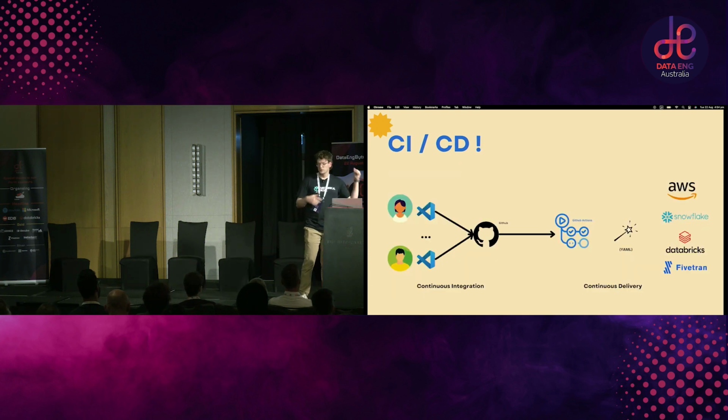This is what it looks like at a high level. So you've got data engineers making their changes, pushing them into GitHub, which is continuous integration. Then something like GitHub Actions or Circle CI or CodeFresh or something like that uses YAML to push those things into production.